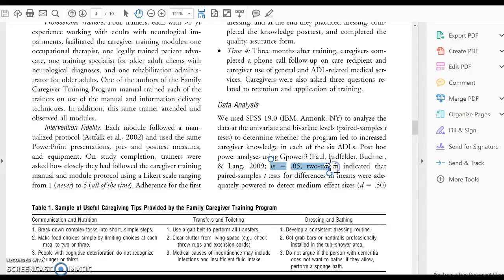They're also telling us that it's two-tailed. Well, what does two-tailed mean? We're going to talk about that, but know that this is what they're using. The confidence level is 95% with an alpha of 0.05, which is the same thing, and it's two-tailed.